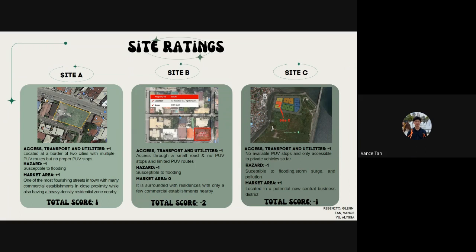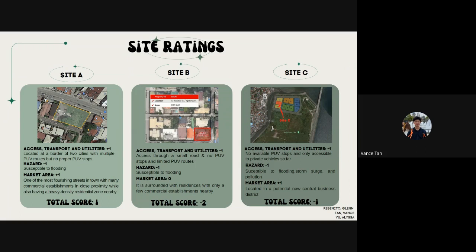For market area, we give it a rating of zero, although it is surrounded with residents, with only a few commercial establishments nearby, so not that much potential. And for site C, we rank the access, transportation and utilities a negative one. There are no available PUV stops, and it favors people with private vehicles. So far, since site C is still a concept, there's not that much development yet.